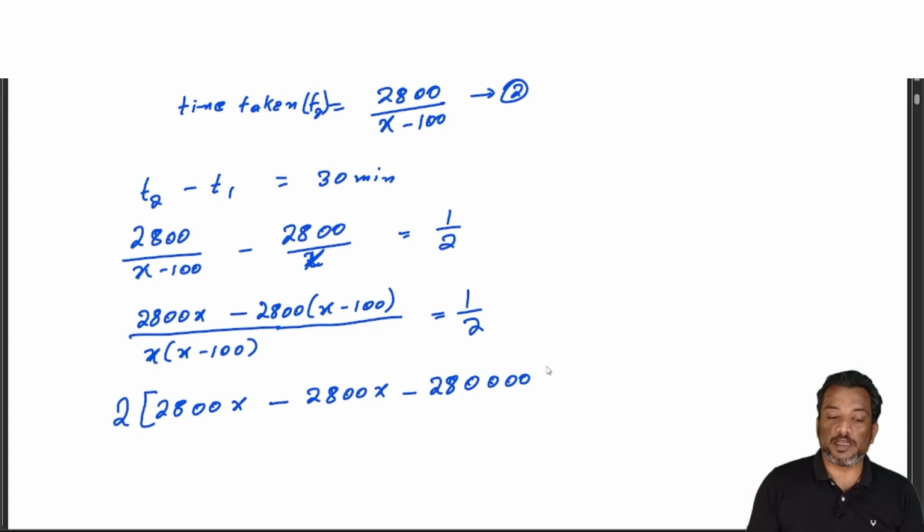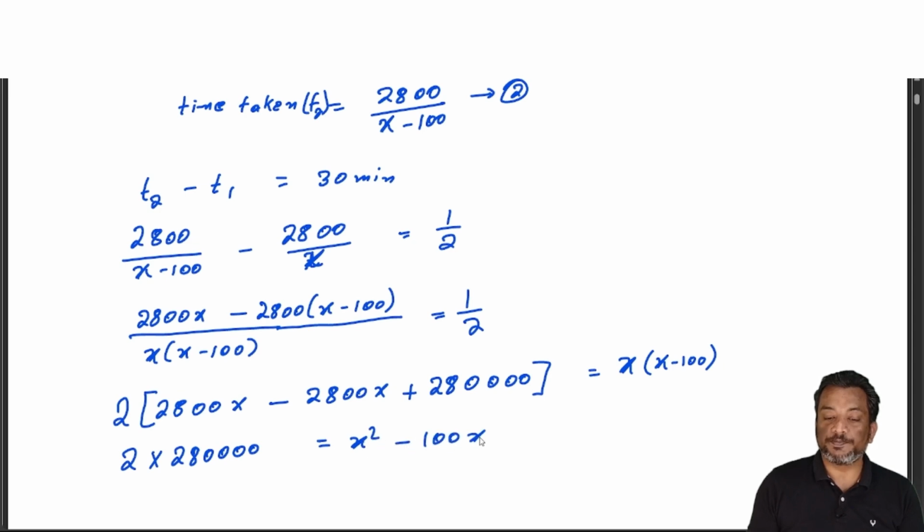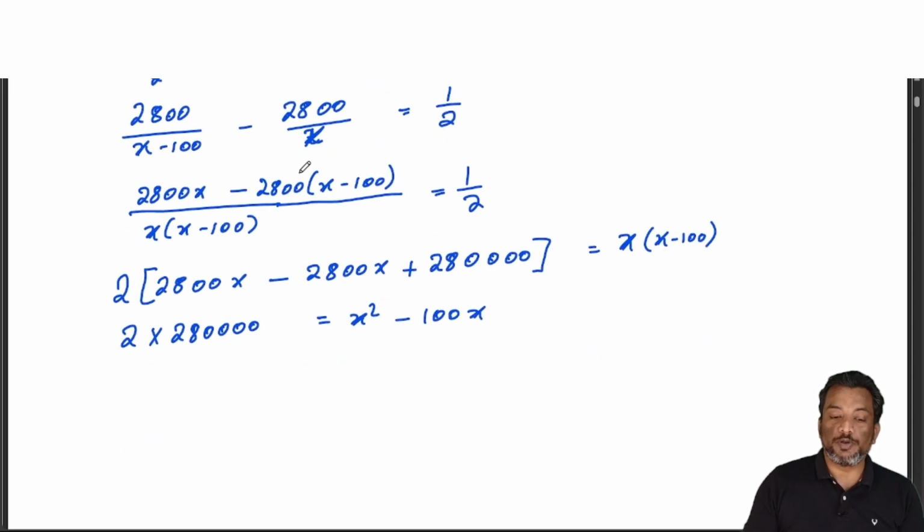So 2,80,000. Okay, and this side you will get x times x minus 100. Okay, so you can see 2800x and minus 2800x, both are opposite sign, so it will get cancelled, and here you will get plus. So this 2,80,000 will multiply with 2. So you can say 2 times 2,80,000 will multiply, and this side will come x square minus 100x. Okay, now, hope you understand this much.